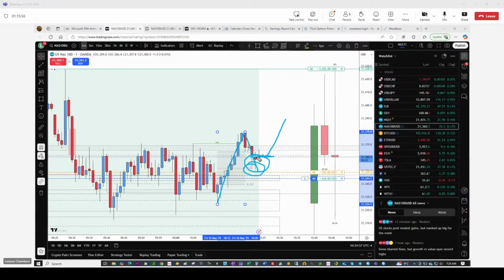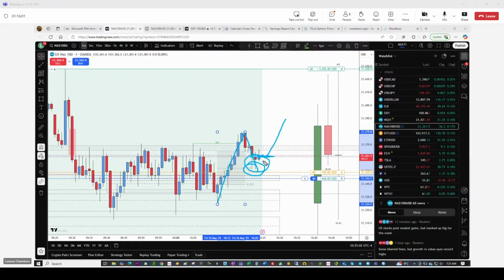There's no confidence in this move really to the upside yet. They're still a bit iffy in here. There's lots of room to come down.